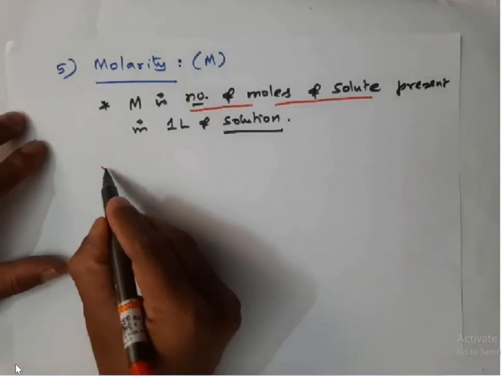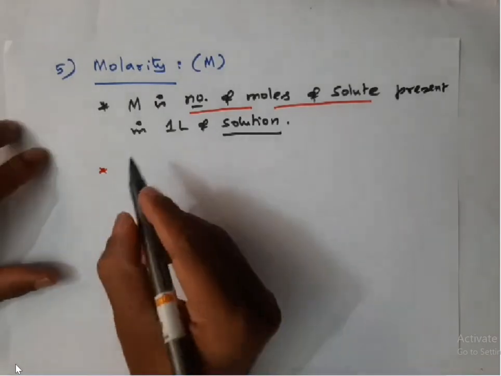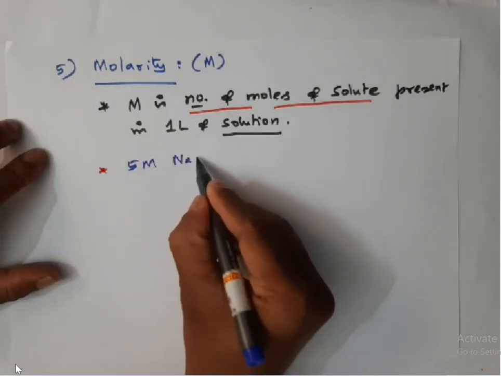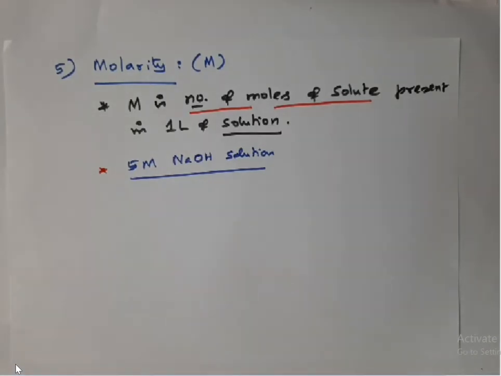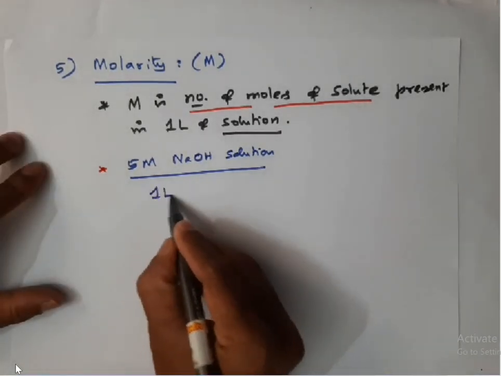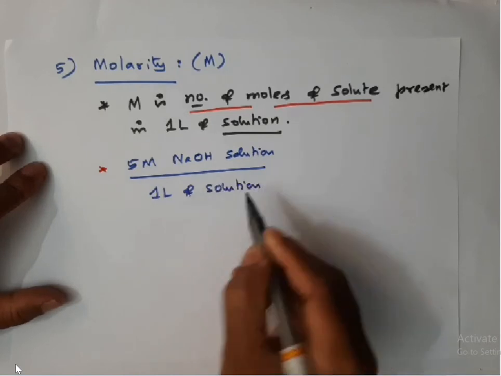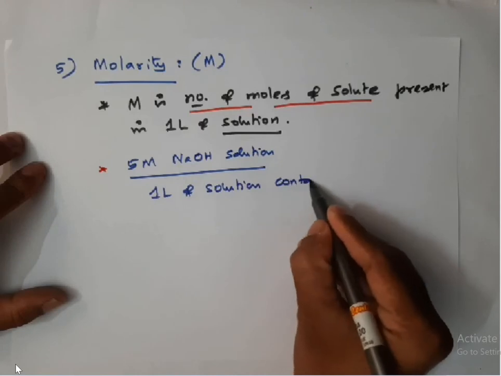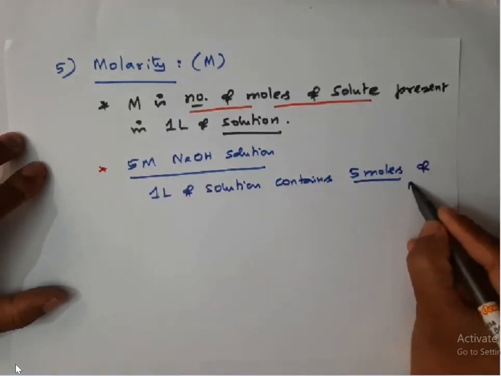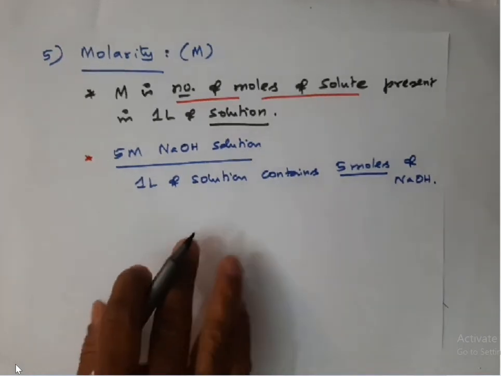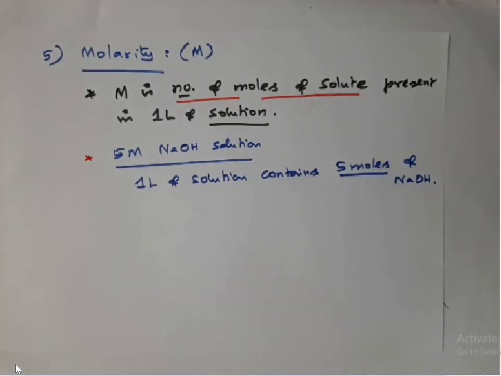Say for example, if we say I have 5 molar sodium hydroxide solution, what is the meaning? The meaning is 1 liter of solution contains 5 moles of sodium hydroxide. 5 molar sodium hydroxide means 1 liter solution contains 5 moles of sodium hydroxide. Is this clear, students? Yes, sir. Right? This is what is called molarity.